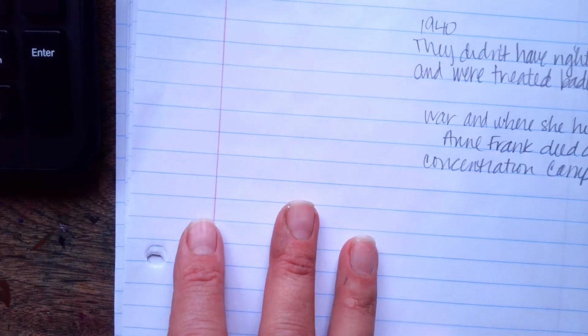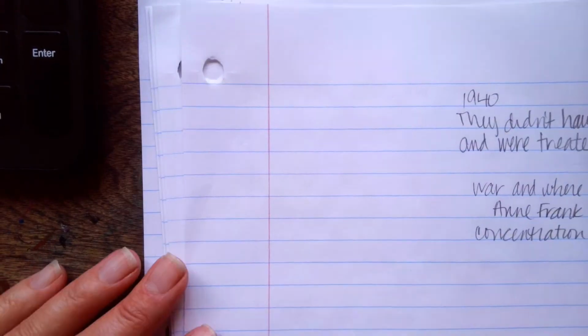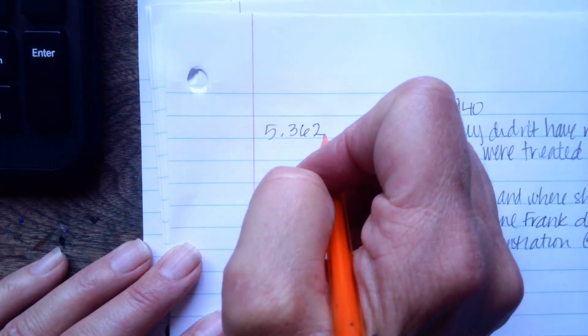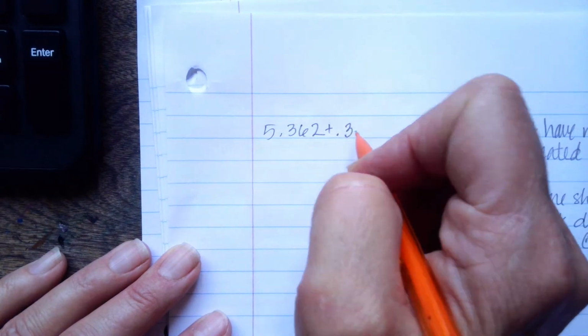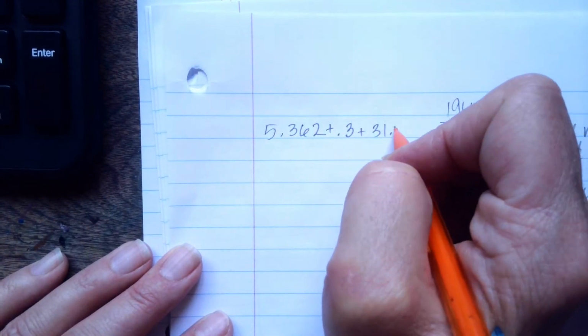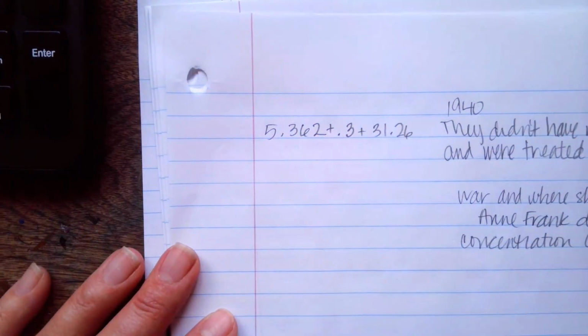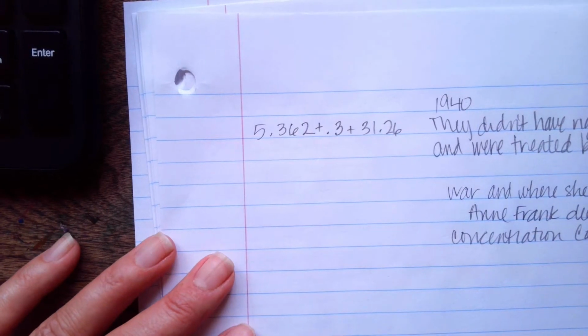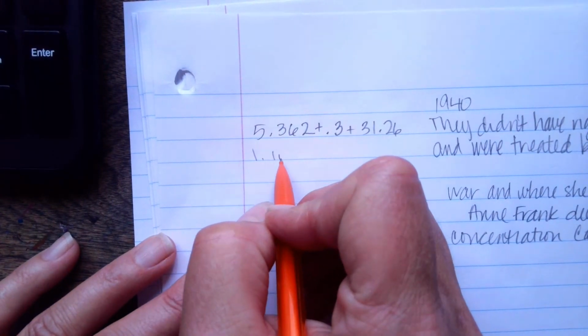Okay, so we are going to do adding and subtracting decimals. So if you had 5.362 plus 0.3 plus 31.26, the first thing that you're always going to do when you're adding or subtracting decimals is you're going to line up the decimals.